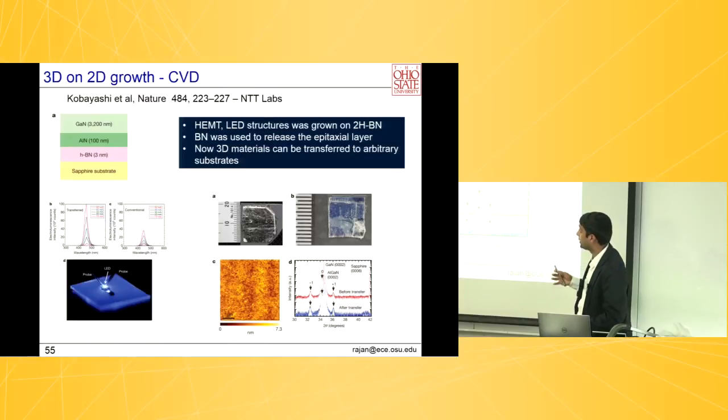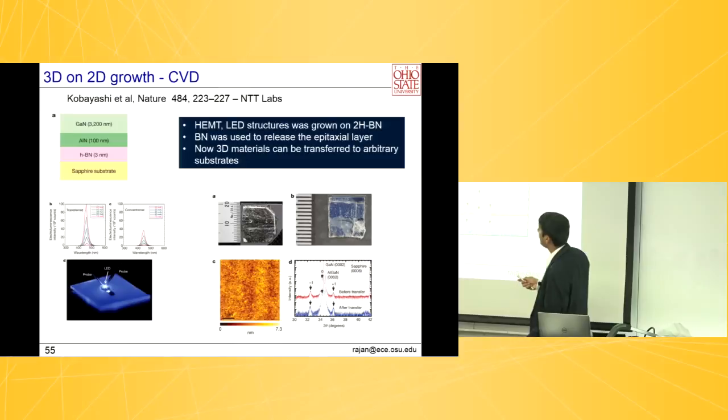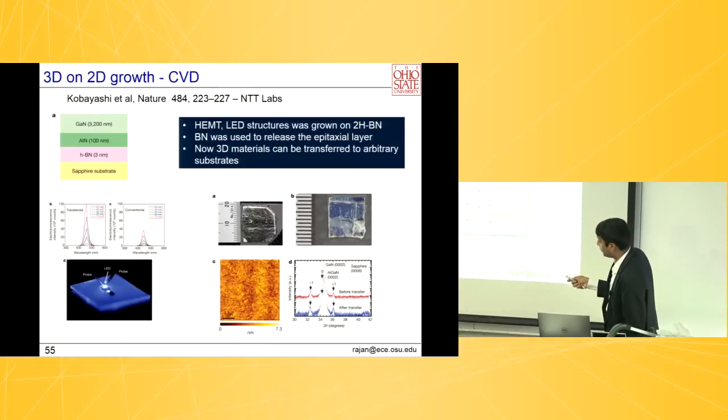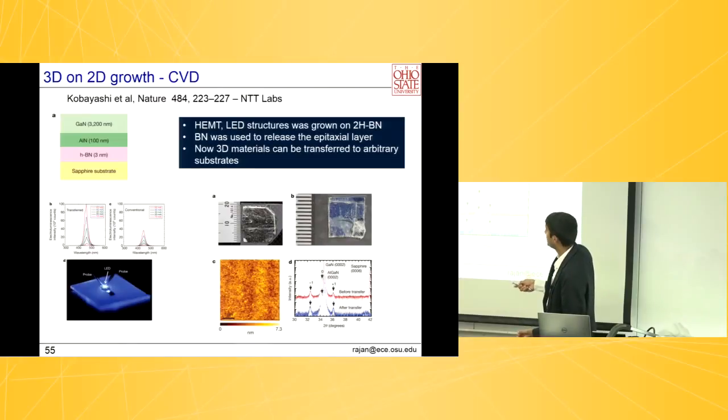And finally, I was talking about mechanical transfer. This is some recent work where people have used hBN, so this is boron nitride, as a template for growing gallium nitride devices. The boron nitride, of course, is a layered material. They grow it on sapphire, and then they grow this device. And then they can basically remove the device and put it on any substrate.